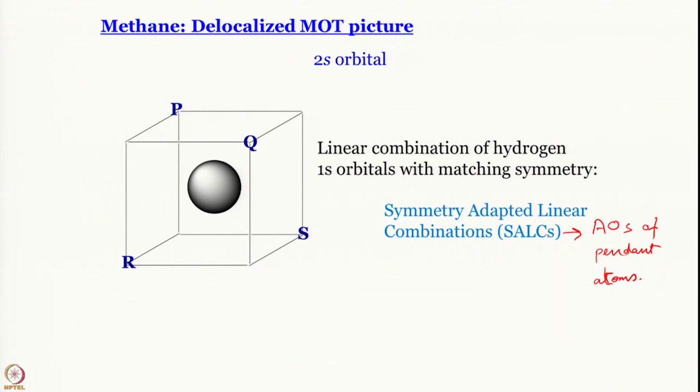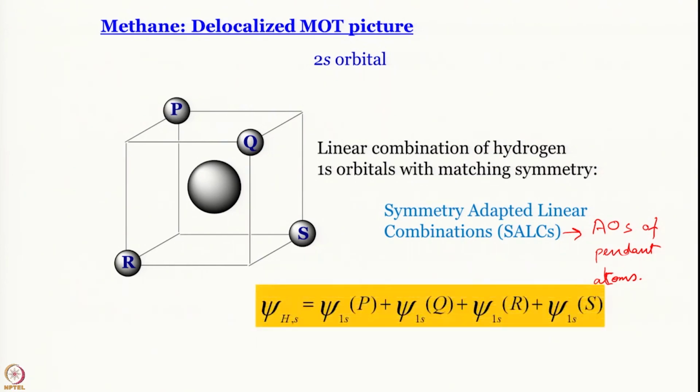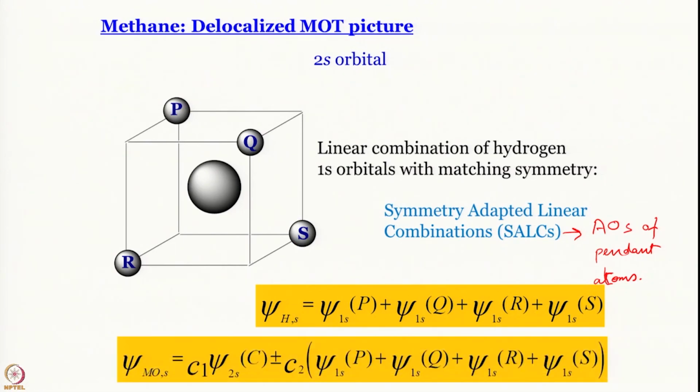What would the matching symmetry be? In this case, if we take p plus q plus r plus s, I am calling it psi hs, psi 1s of p plus psi 1s of q plus psi 1s of r plus psi 1s of s. That has matching symmetry, is it not? So, if I take linear combinations like this, C1 multiplied by psi 2s plus or minus C2 multiplied by this psi hs, what do I get? When the sign is plus, then I get a bonding molecular orbital. When the sign is minus, then what happens?